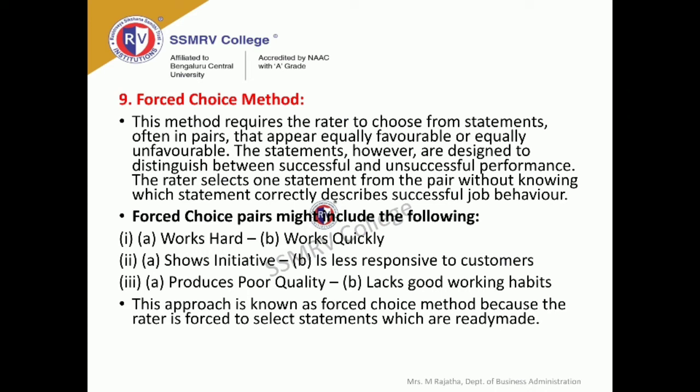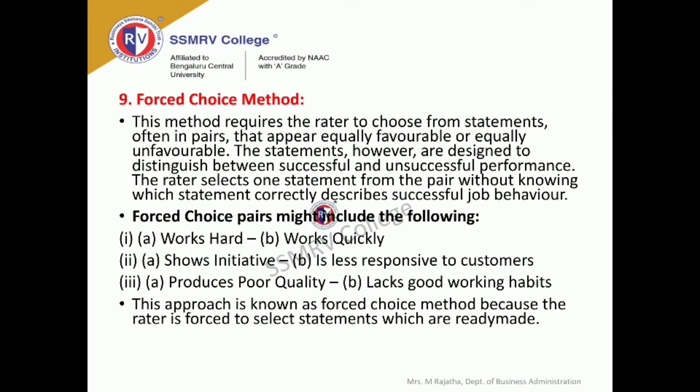This method requires the rater to choose from statements, often in pairs, that appear equally favorable or equally unfavorable. The statements, however, are designed to distinguish between successful and unsuccessful performance. The rater selects one statement from the pair without knowing which statement correctly described the successful job behavior. Under this method, the rater has to choose between descriptions and statements of seemingly equal worth describing the person.